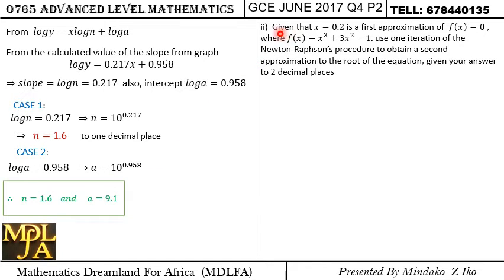Okay, so Roman 2 of the question reads: given that x equals 0.2 is a first approximation of the root of f of x equal to 0, where f of x equals x cubed plus 3x squared minus 1, use one iteration of the Newton-Raphson procedure to obtain a second approximation to the root of the equation, giving your answer to 2 decimal places. This point again, 2 decimal places, is very important, because if you put your answer in 3 decimal places, you will lose that answer mark.